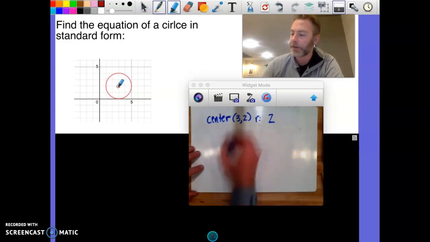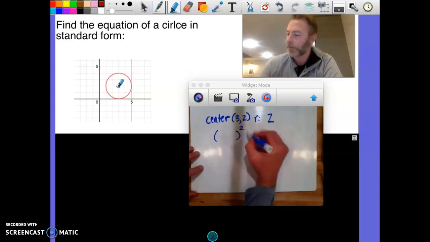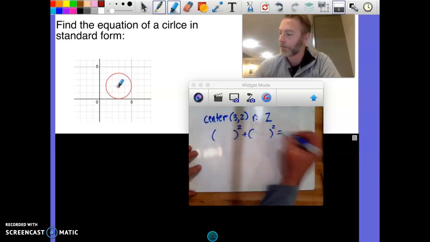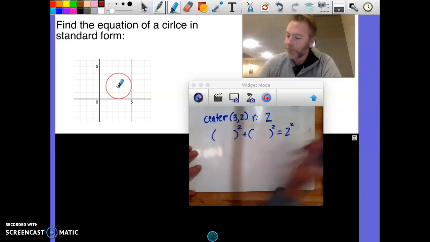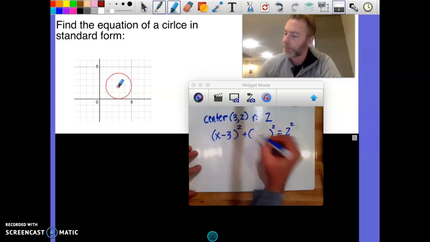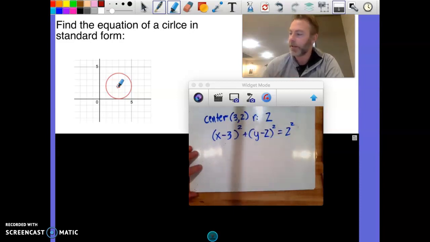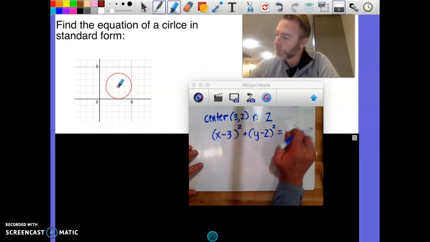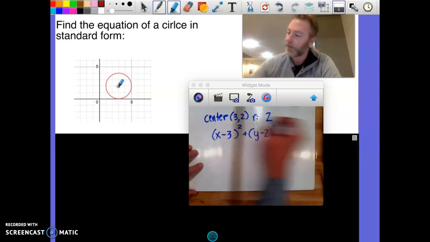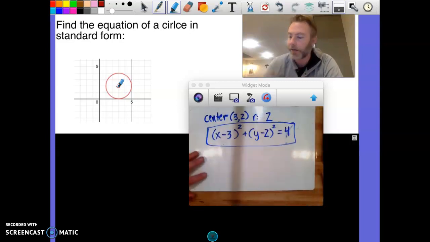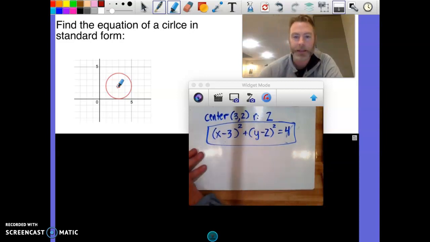When I come up with my equation here, sometimes I just like to fill in all these pieces. This is the radius. We're going to square it. This is x minus 3. This is y minus 2. And then square 2. 2 squared is 4. Final. There's the equation. No need to expand any of these binomials. We're going to leave it in that form.